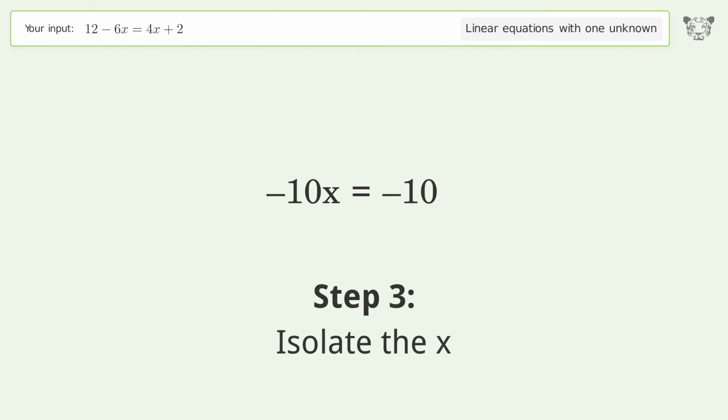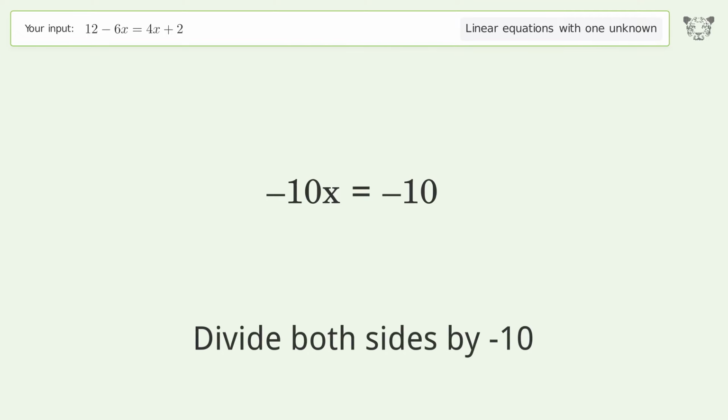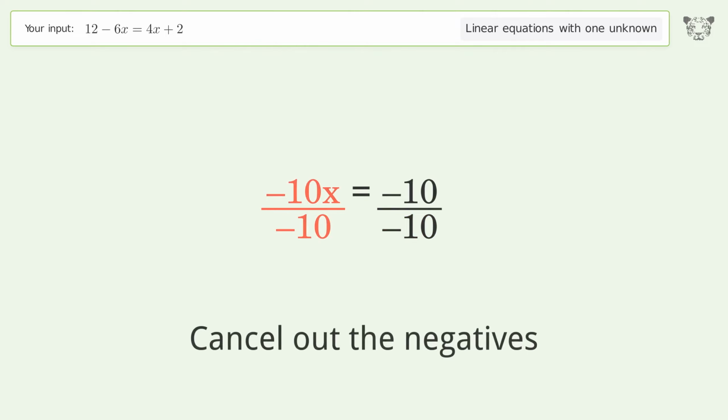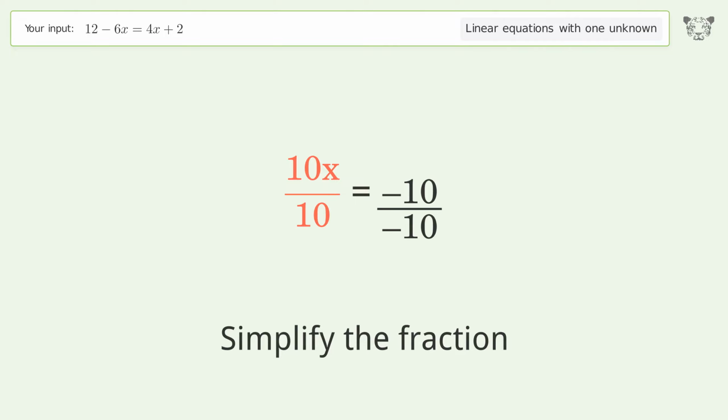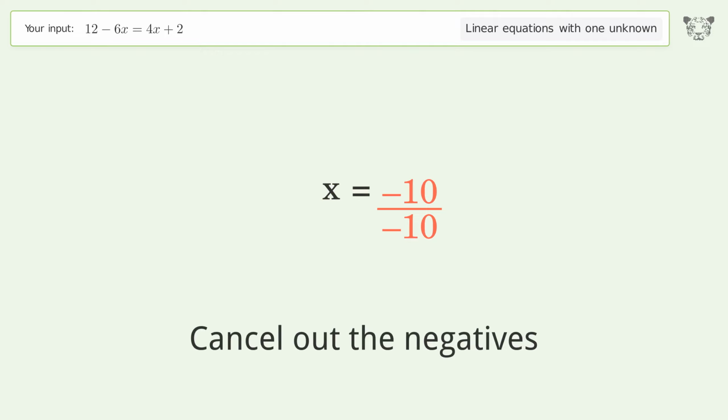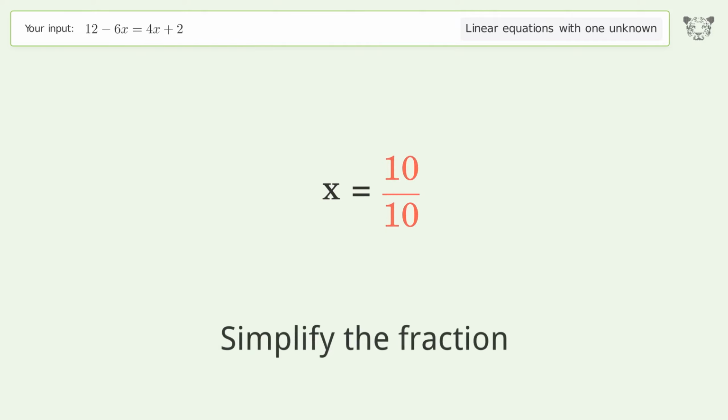Isolate the x. Divide both sides by -10. Cancel out the negatives. Simplify the fraction. Cancel out the negatives. Simplify the fraction.